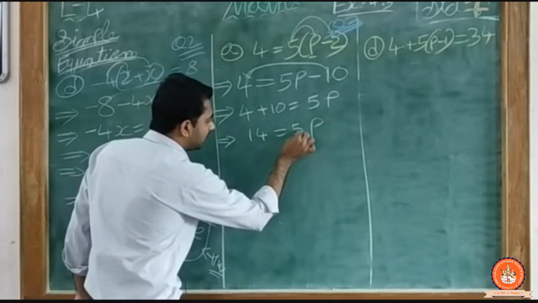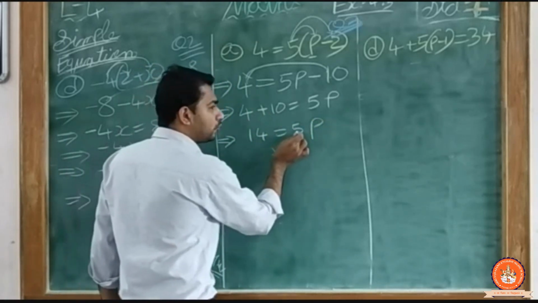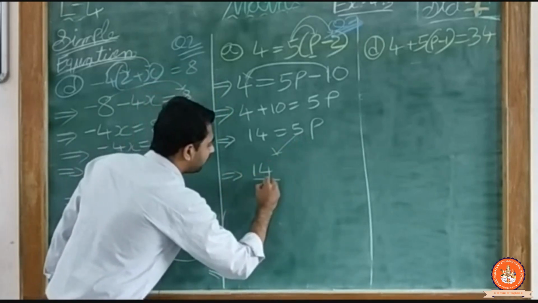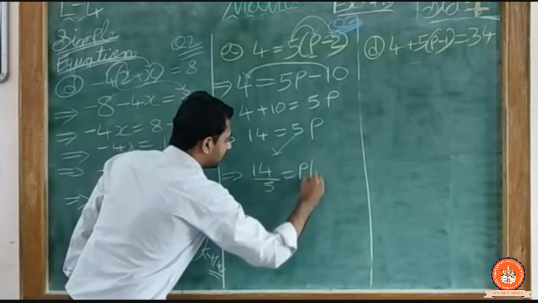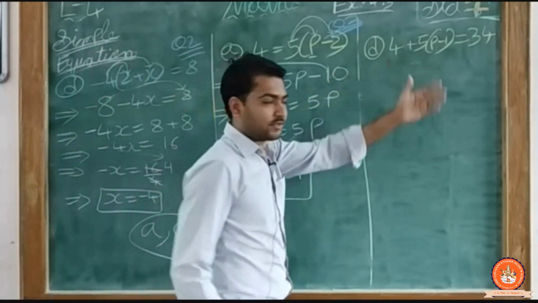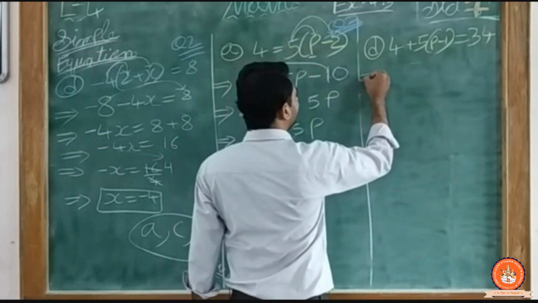Now taking this 5 onto the left side of equal to sign, it is in the numerator, it goes to the denominator. So 14 by 5 is equal to p. So this is my solution for p. Coming on to the D question. What is D?